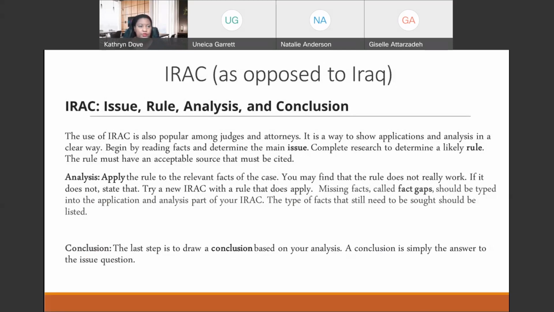Analysis. Apply the rule to the facts of the case. You may find that the rule does not really work. If it does not, state that. Try a new IRAC with a rule that does apply. You won't have to get into all this detail because you're going to find the right rule. Missing facts, called fact gaps, should be typed into the application and analysis. We might get into that in Module 3. The type of facts that still need to be sought. Conclusion. The last step is to draw a conclusion based on your analysis, which is simply an answer to the original issue, which is going on in our case scenario.